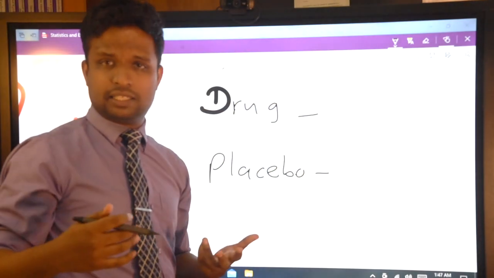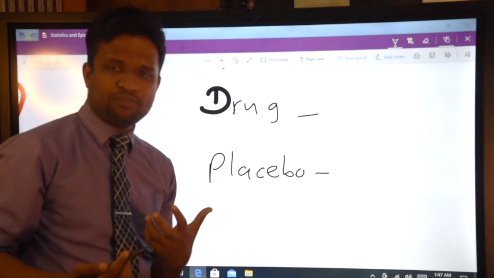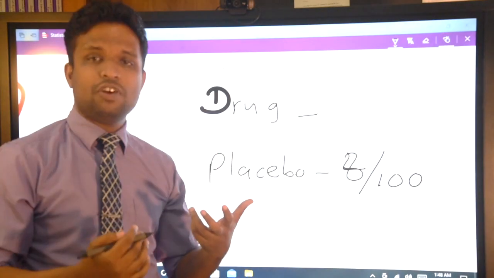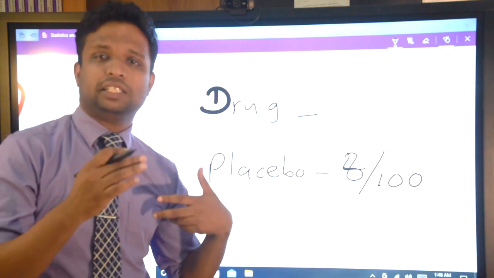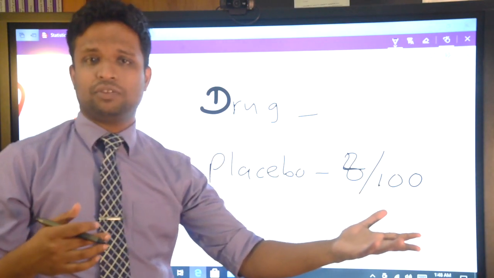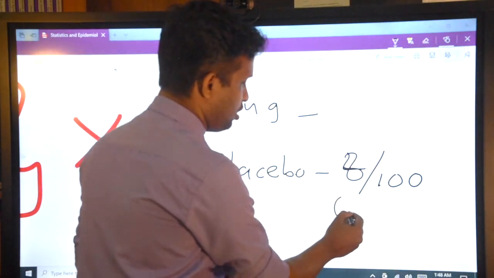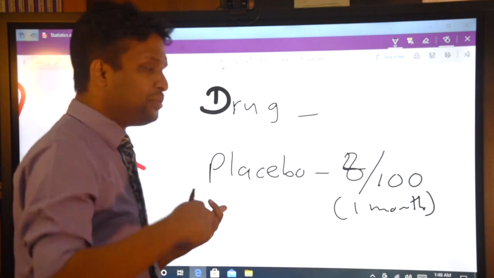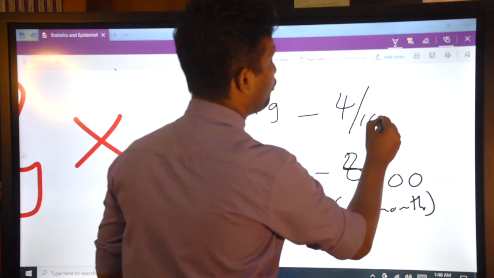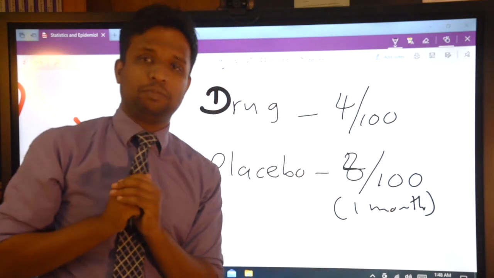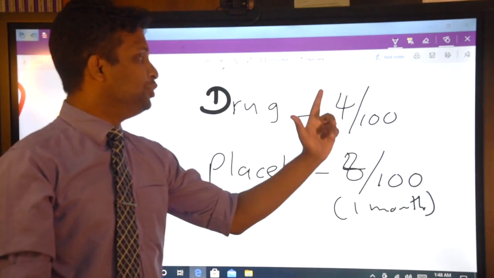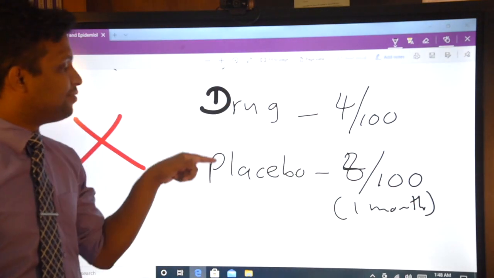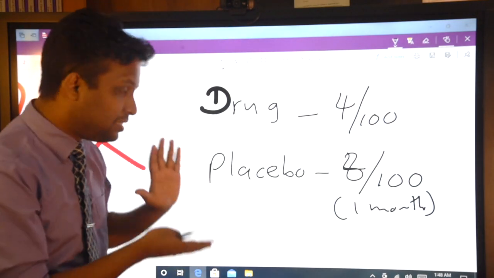In this lung cancer, generally with placebo, 8 out of 100 people are dying when we are treating with placebo. So the other 92 will die in subsequent time. Assume that this is within a 1 month period. With drug, after you apply the drug, you reduce that to 4 out of 100 within 1 month. Now you have improved mortality from 8 per 100 to 4 per 100 by applying this drug in comparison to placebo. Keep in mind, this is an example.